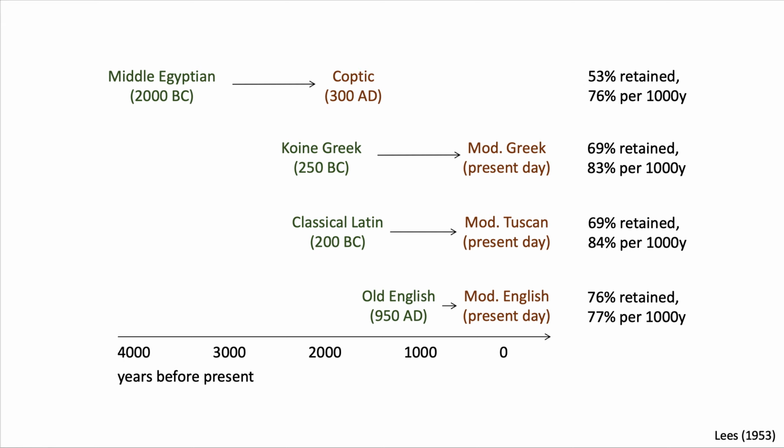Then Swadesh discovered that on average, after 1,000 years have passed, languages retain about 80% of the highly conserved basic vocabulary material compared to their ancestral ancient languages. Here we have a range of language pairs that were studied. In each case, in green, you have the more ancient language and the more recent language in brown, and then on the right you have what percentage of basic vocabulary has been retained and how much that is per 1,000 years.